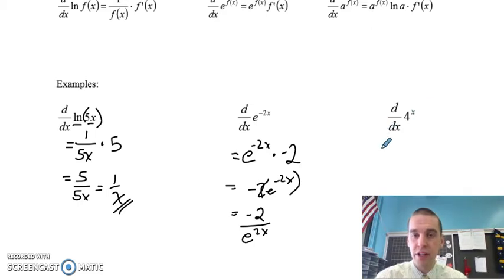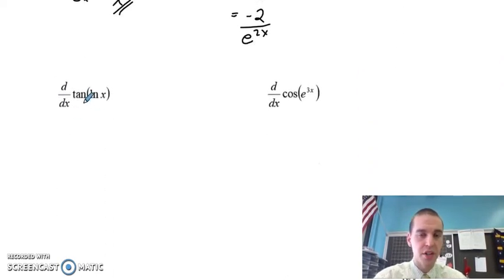And the last one, 4 to the x. Well, if we look up here, we remember that we're going to get 4 to the x multiplied by ln of the base, which is 4. The derivative of x is just 1, so we don't need to do a multiplied by 1 there. And there's our answer.